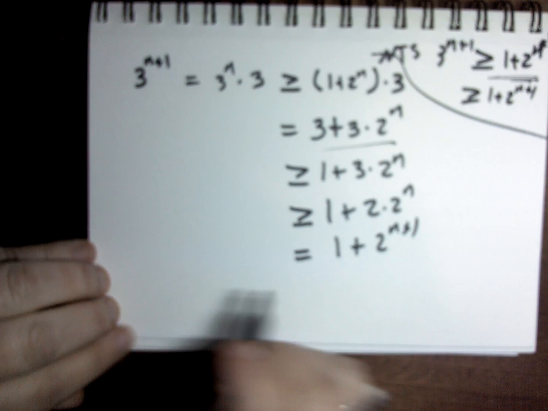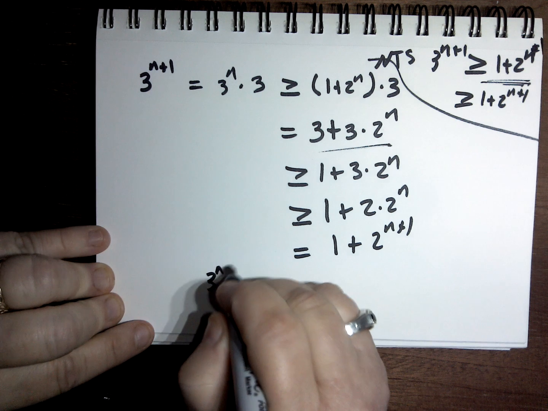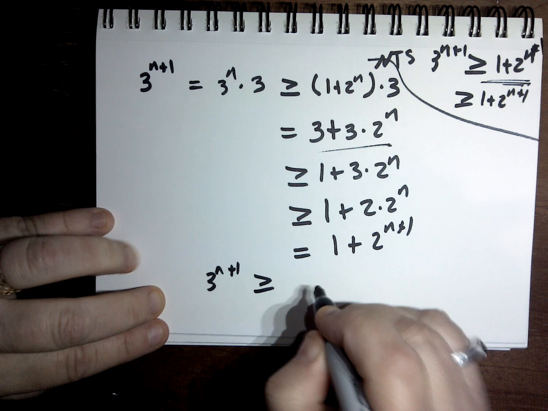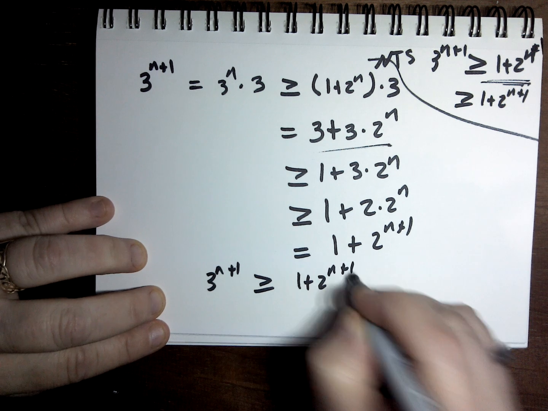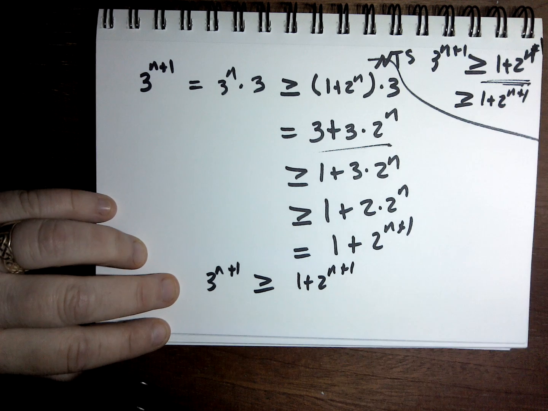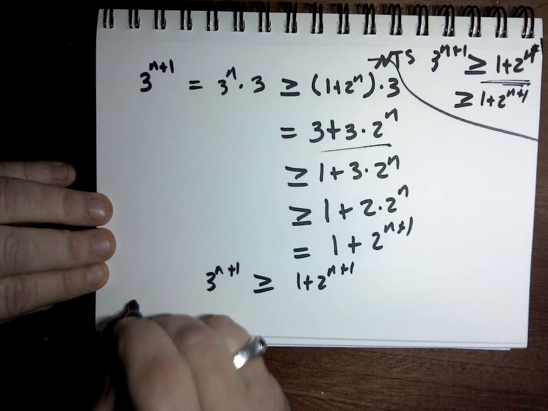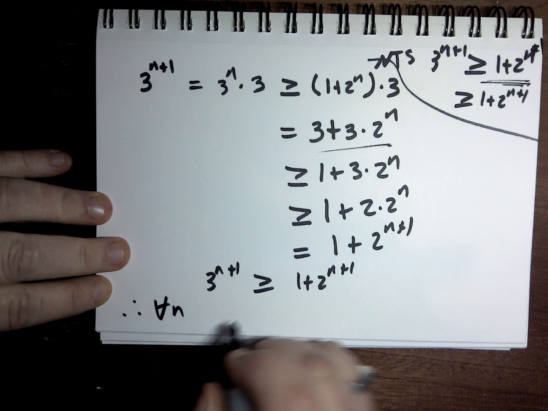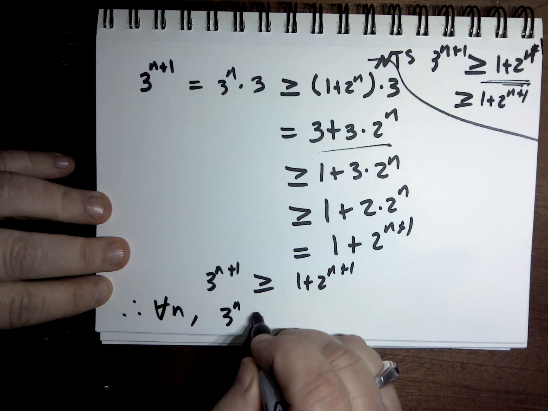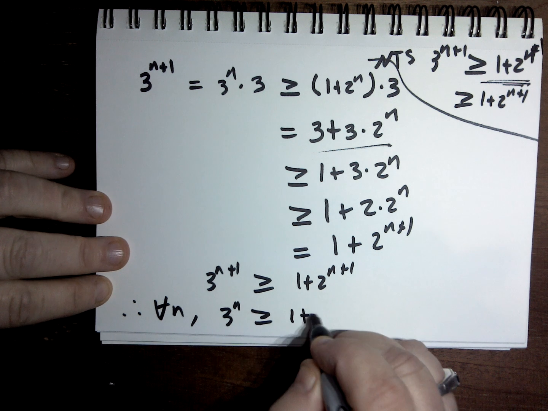So I've proven that 3 to the n plus 1 is greater than or equal to 1 plus 2 to the n plus 1 when the expression is true for n. So therefore I know for all n, 3 to the n is greater than or equal to 1 plus 2 to the n.